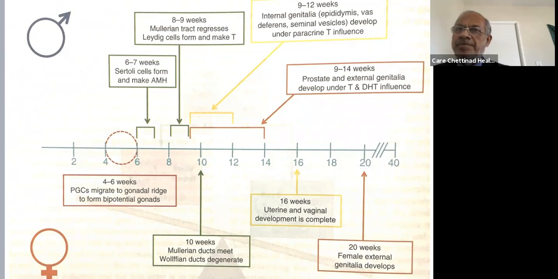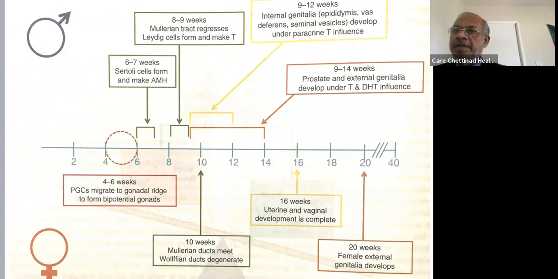Leydig cells form and they start secreting testosterone. Fetal testosterone is essential for the development of the rest of the male genitalia and for the development of the external genitalia. At around 10 weeks, Mullerian ducts meet, Wolffian ducts degenerate if in case there's no Y chromosome. The presence of testosterone leads to the development of internal genitalia under paracrine testosterone influence. This happens around 9 to 12 weeks.